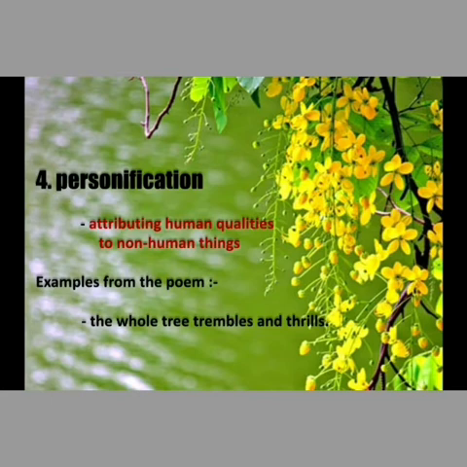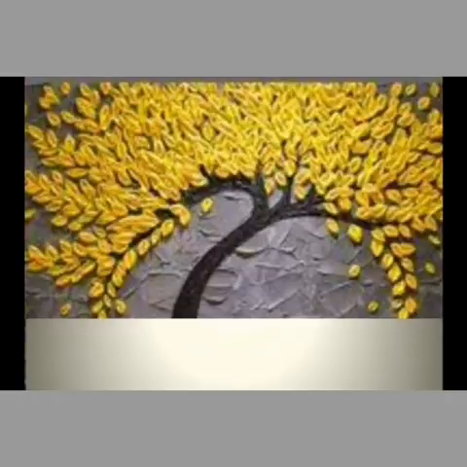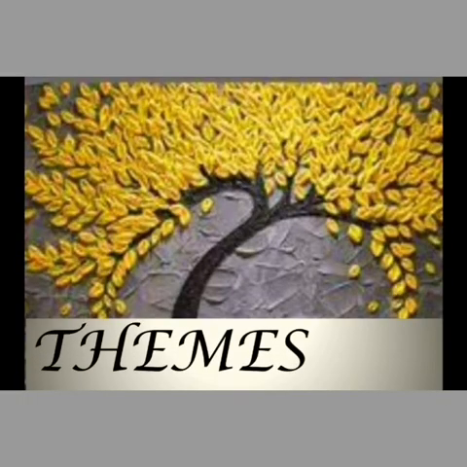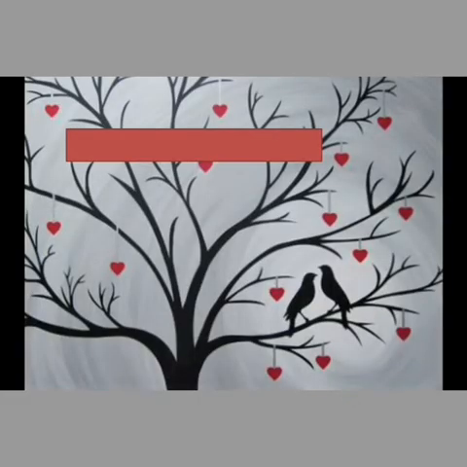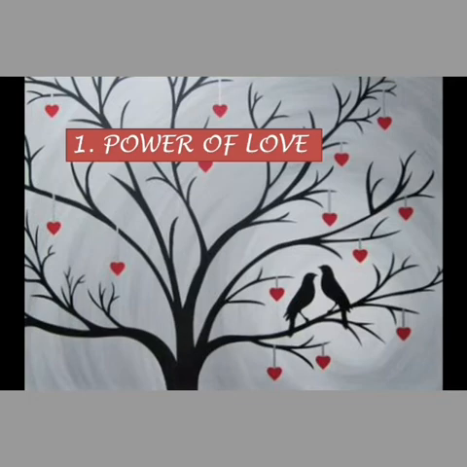Now, can you think of the major theme or the central idea of the poem? Yes, the first one obviously would be the power of love. The poet is talking about the sweet and nurturing relationship between the tree and the bird. Also, the love and care that the bird and the nestlings share.